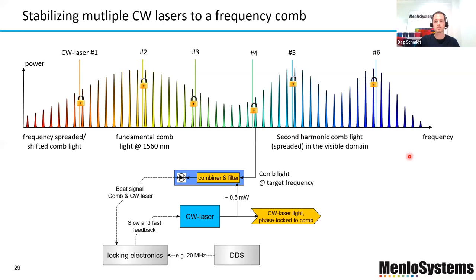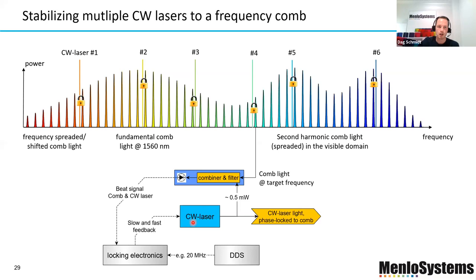Very similar as shown before, we have the speed detection unit, which is a combiner and a filter. So it filters out the spectral part you're interested in. The CW laser light comes in as one input, the comb light at the target frequency is the other port, and then you measure the beat signal on a photodiode. And the beat signal again gives you the distance between your CW laser and the next neighboring comb mode.